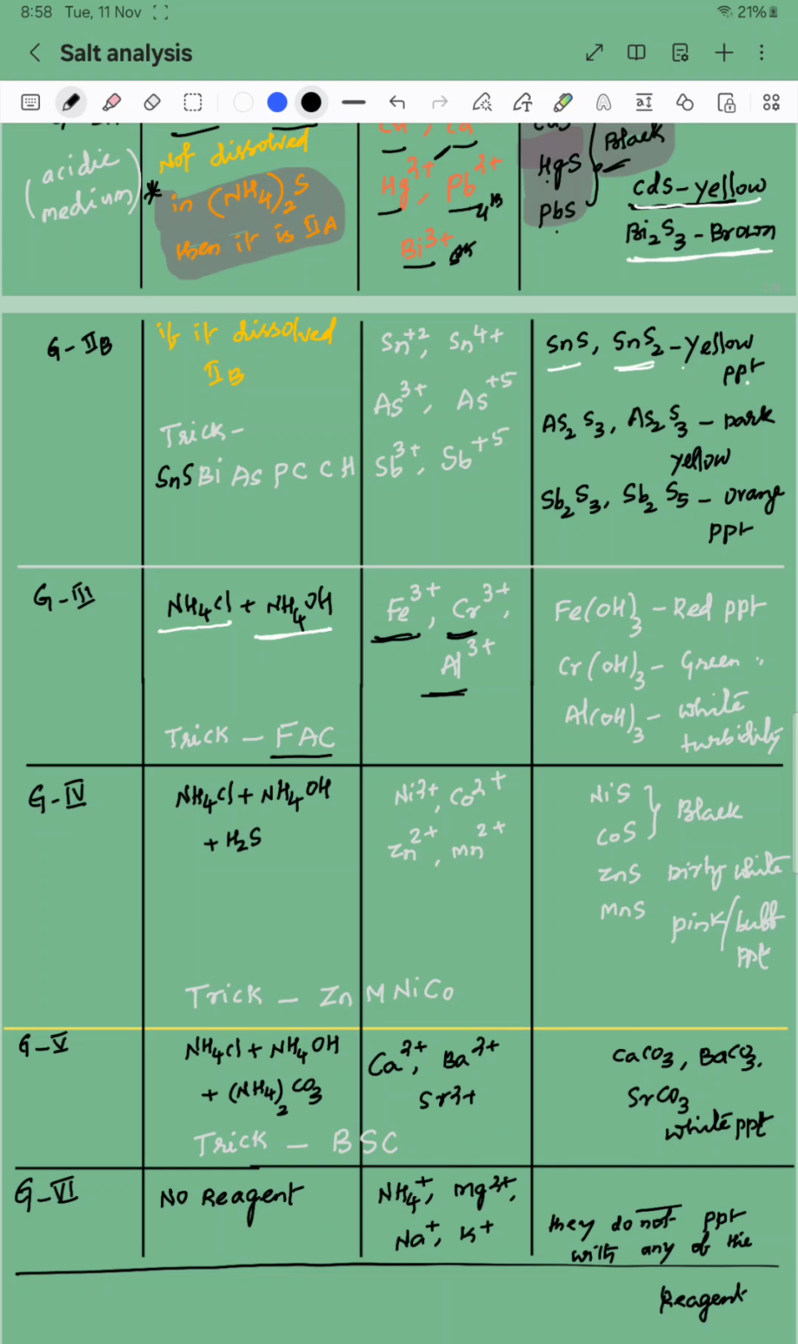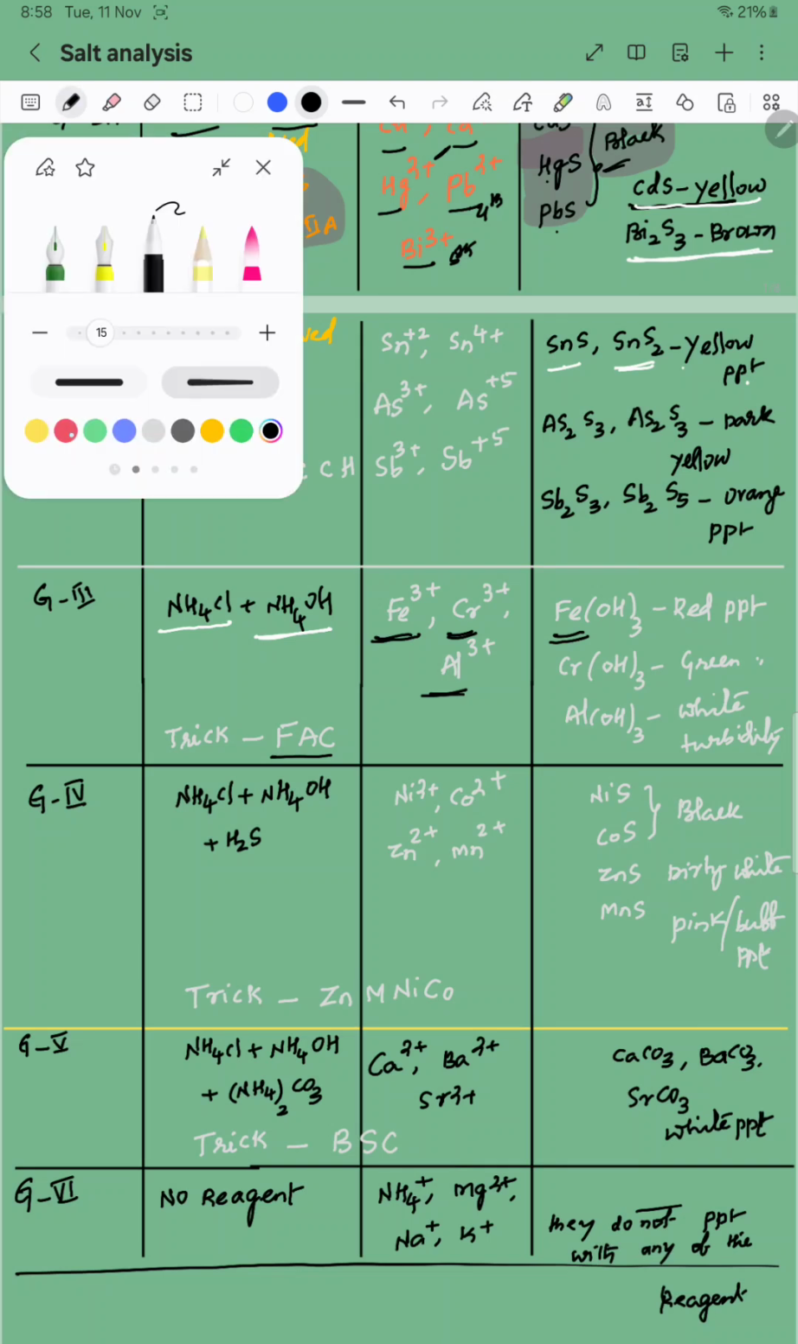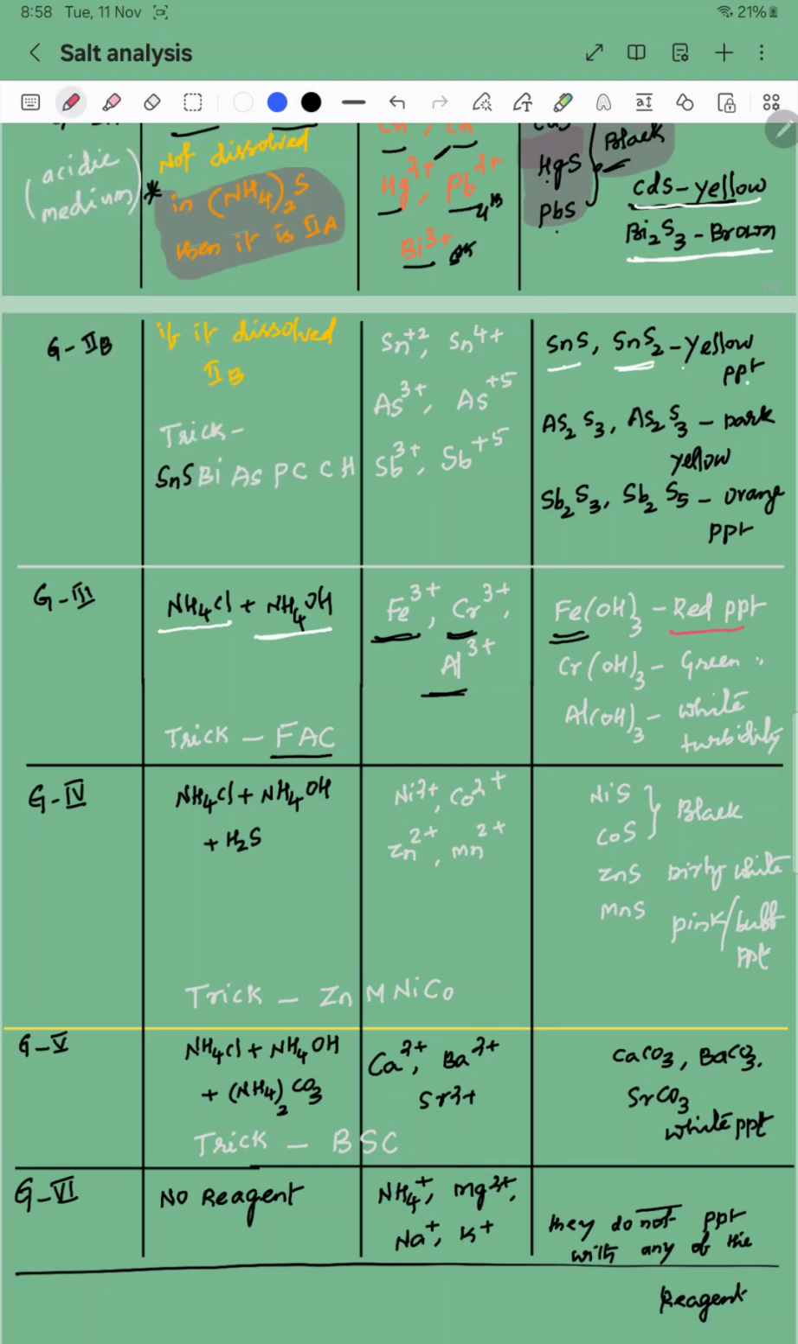Okay, right? Color is very very important, student, right? Iron will form red precipitate. Chromium will form green precipitate, right? FRCG.